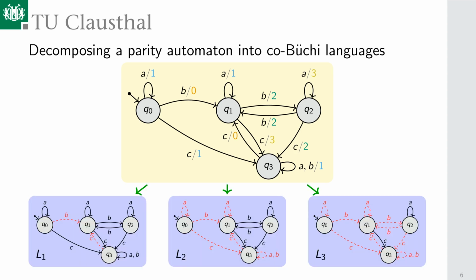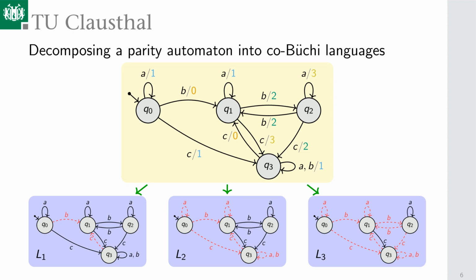Such a parity automaton can be decomposed into multiple co-Büchi languages. In this example, there are 3 such languages. L1 accepts the words with color at least 1, L2 accepts the words with color at least 2, and L3 accepts the words with color at least 3.